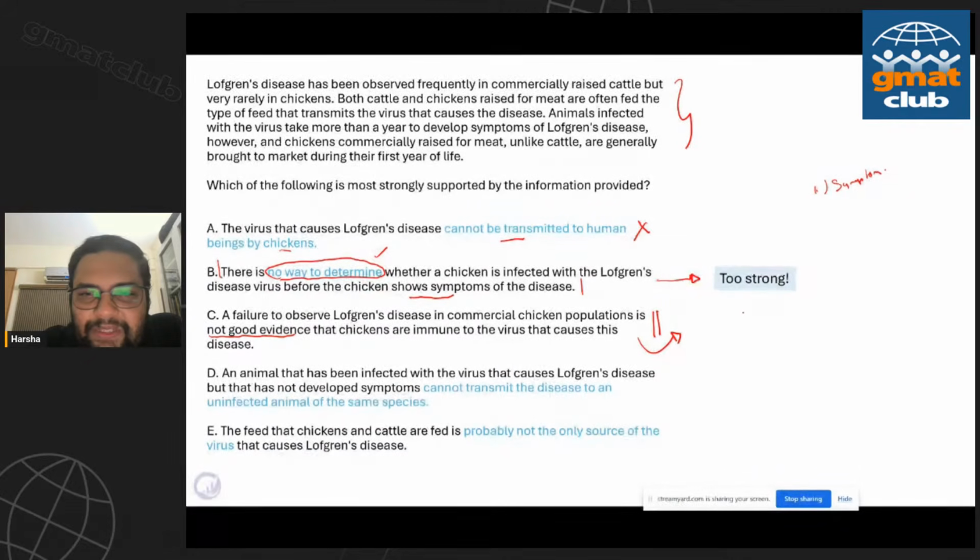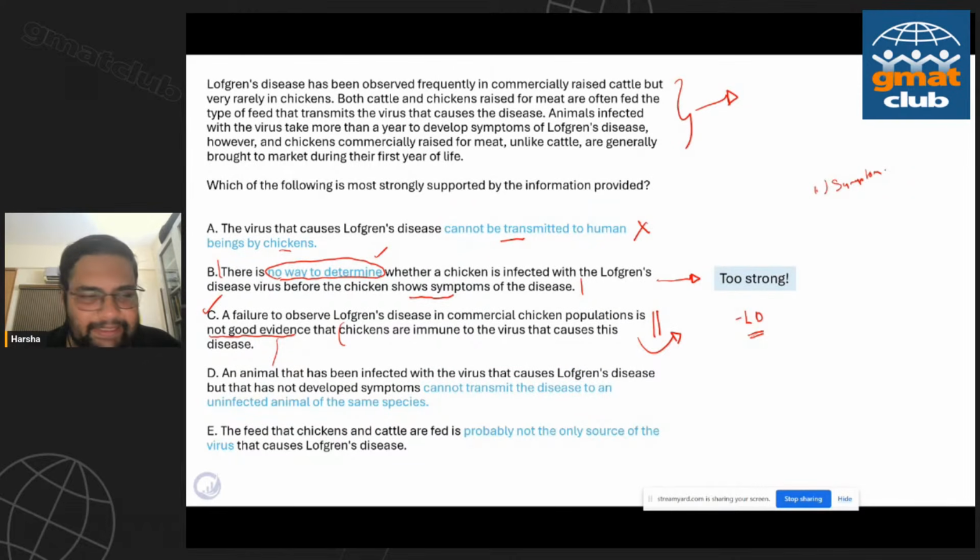If you fail to observe the disease, as per what the passage established, it's not necessarily because the chicken is not infected. It's more that you are consuming the chicken, it's going to market before the symptoms develop. In that case, a failure to observe the disease, you should not be counting it as good evidence that the chicken is immune to the virus, because for all you know, we're all consuming infected chicken at this point, right? I hope this helps. So choice C, for those of you who did not choose choice C, I hope this explanation clarifies. It's the right answer.